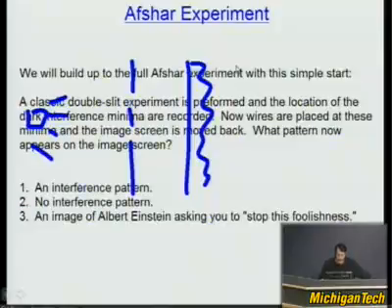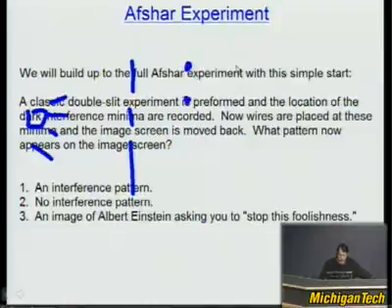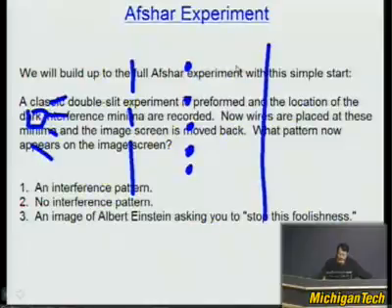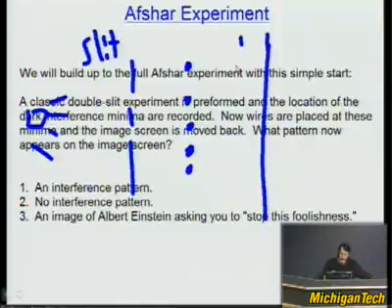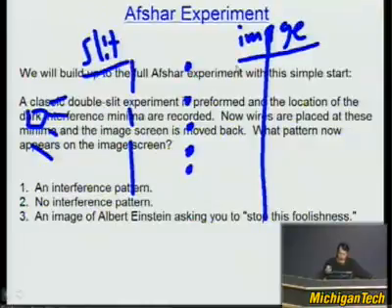Then what you do is you put wires here at the locations of the minima and move your image screen back. This is the slit screen. This is the image screen. And the question is, what pattern now appears on this image screen? Is it an interference pattern? Does no interference pattern appear? Or does an image of Albert Einstein appear asking you to stop this foolishness?